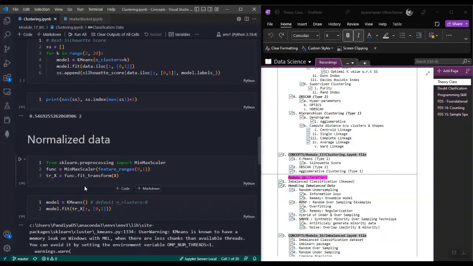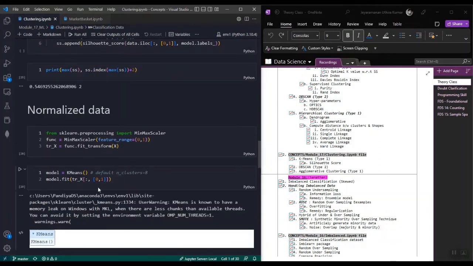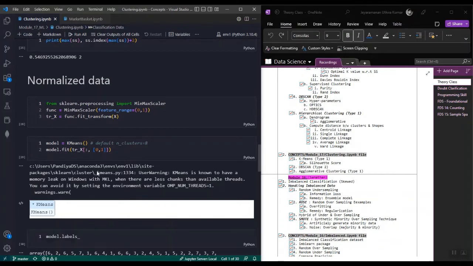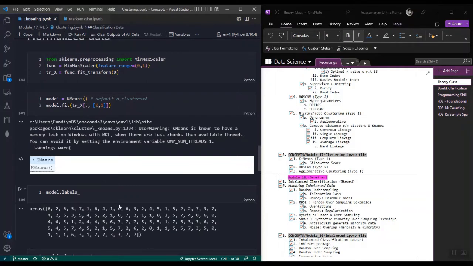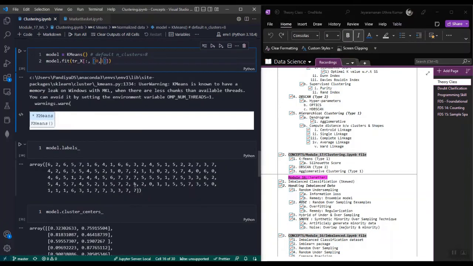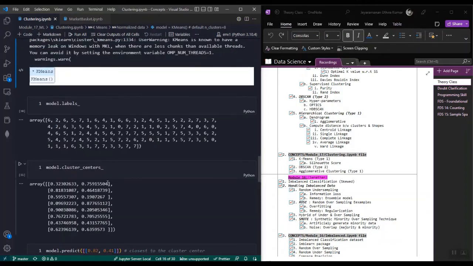So let's say we normalize this data set. The data set is given, so we just normalize it, and we fit the normalized data set into it. We will see what happens. We just get the labels. When we normalize this data set, we are getting many more clusters. 1, 2, 3, 4, 5, 6, 7, 8. There are 8 clusters.